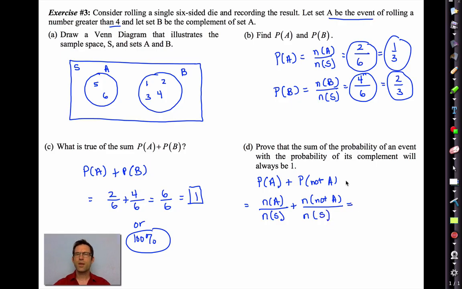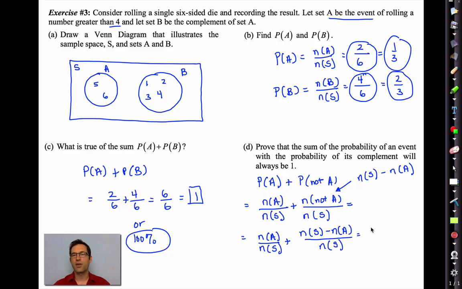Well, the real question is, how do you know how many things are in not A? Well, the number of elements that are not in A will be the number of elements in the sample set minus the number of elements in A. So all of this will be the number of elements in A divided by the number of elements in the sample set plus the number of elements in the sample set minus the number of elements in A, all divided by the number of elements in the sample set.